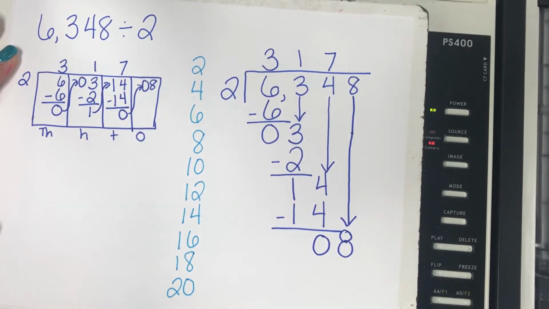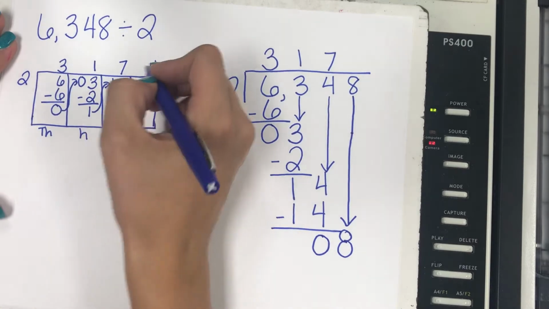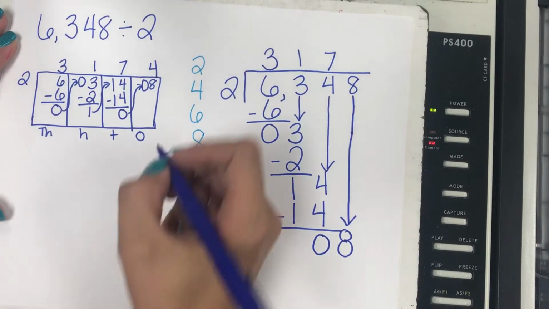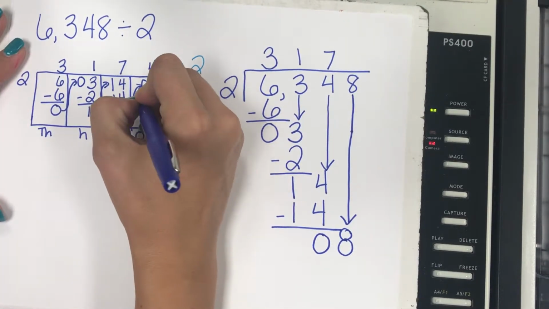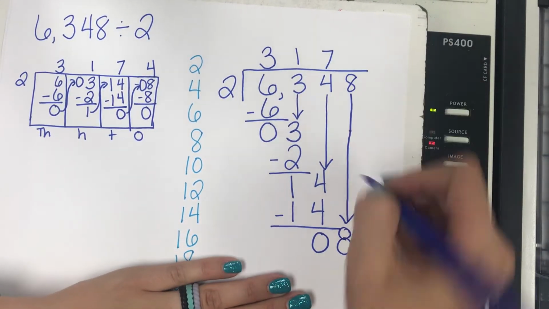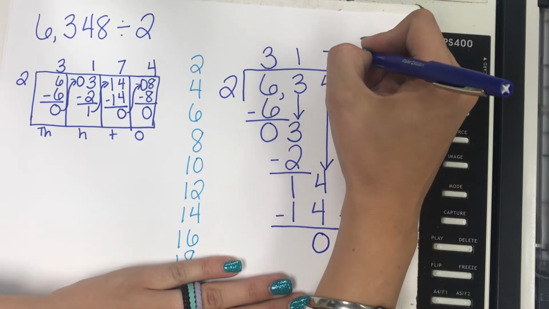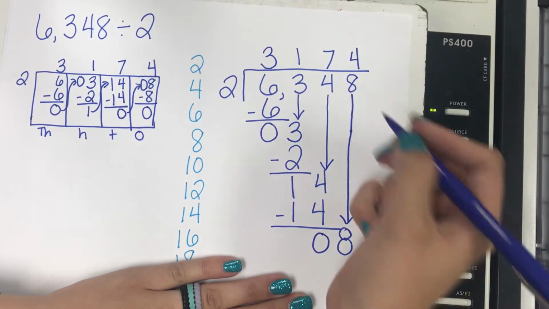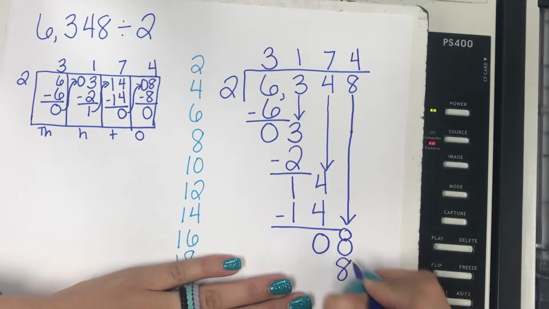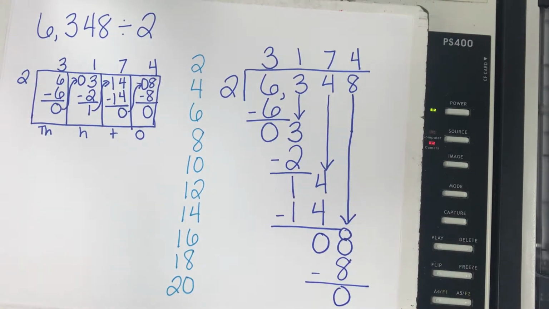So 8 divided by 2 is? 4. If I put 4 in each of those 2 groups, how many did I use? 8. How many are left? 0. Down here I have 8 divided by 2 is? 4. 4 times 2 is? 8. How many are left over? 0. How do I check my work?